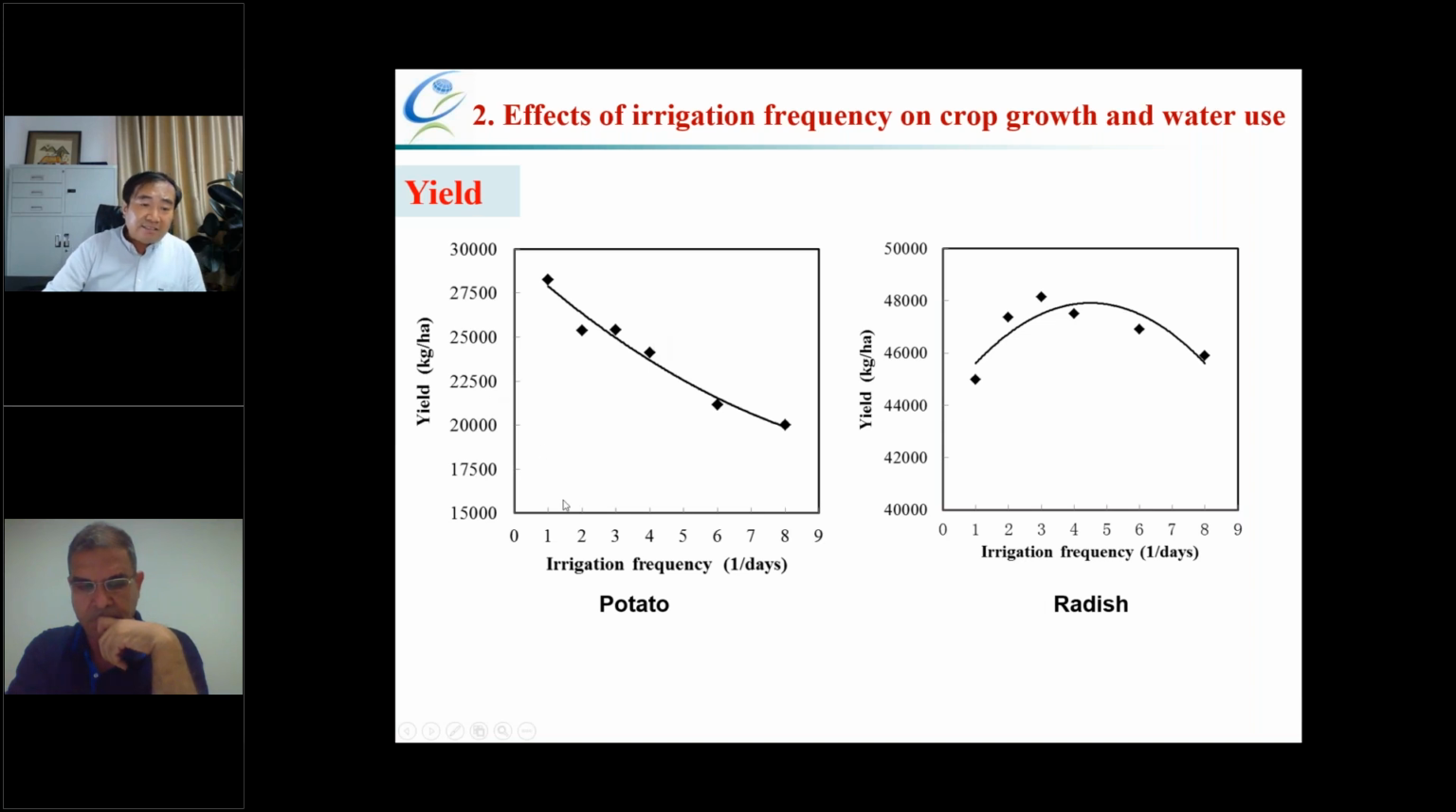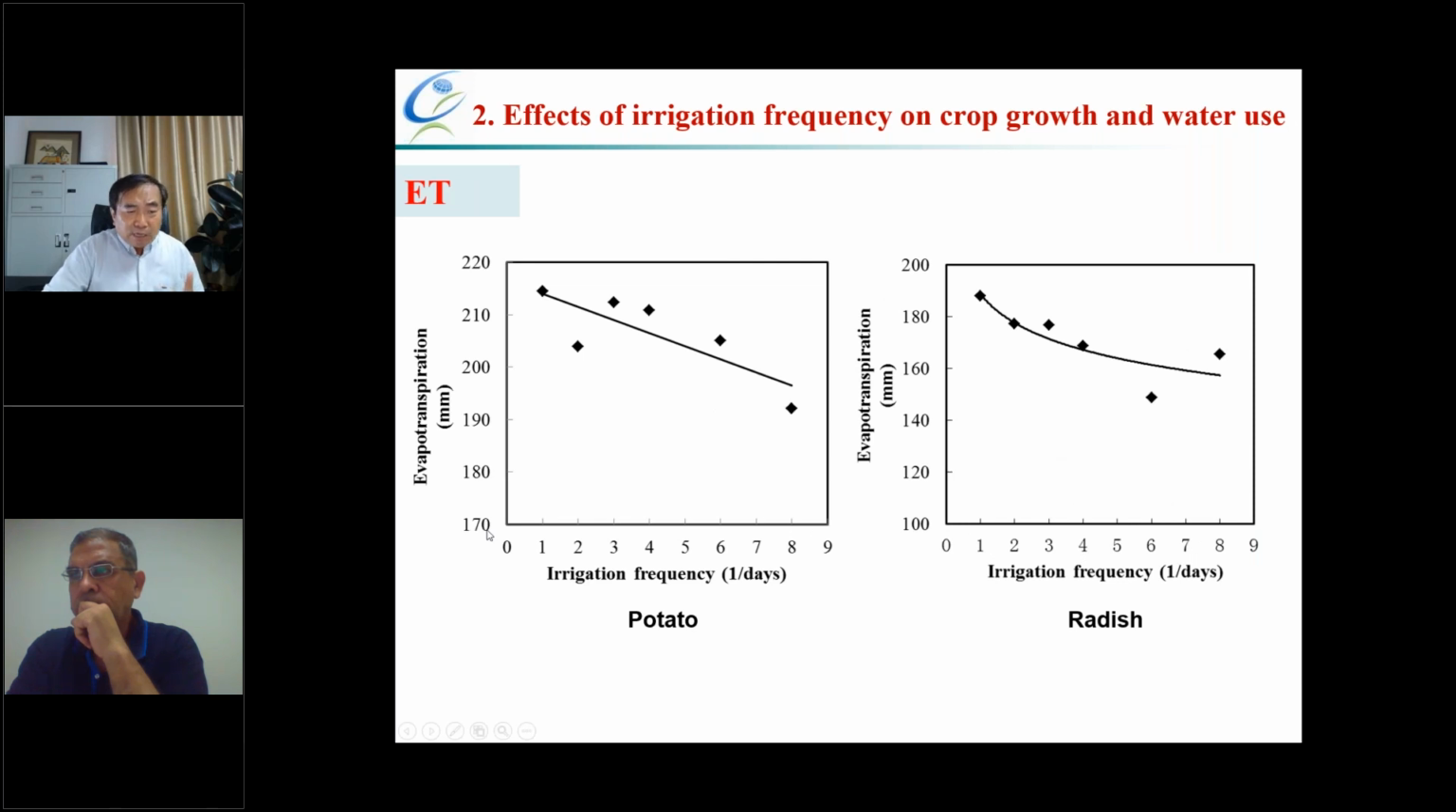We found that the yield of the potato decreases as the irrigation frequency decreases. Once every day, the yield for potato is the highest, but once every 8 days is the lowest. But for radish, the yield increases as the irrigation frequency decreases. When it reaches once every 5 days apart, the yield is the highest, and then turns to decreasing.